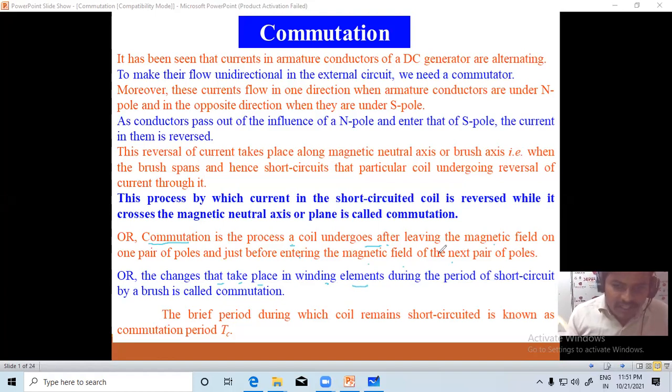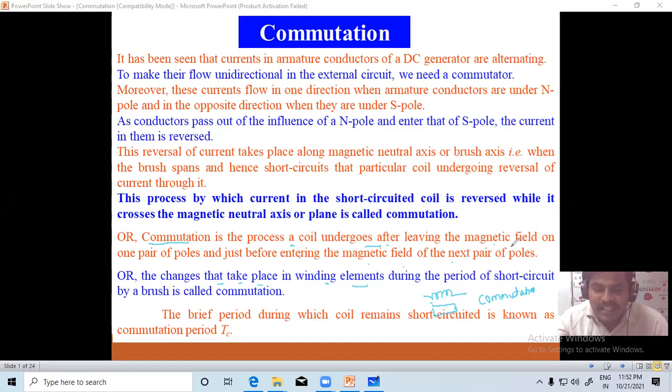Okay, all of you got it. See, suppose a coil is short circuited for some time, that means the brush short circuits two commutator segments. So this period is nothing but the commutation period. Generally this period is within a fraction of a second, so this commutation action will be done within a fraction of a second.